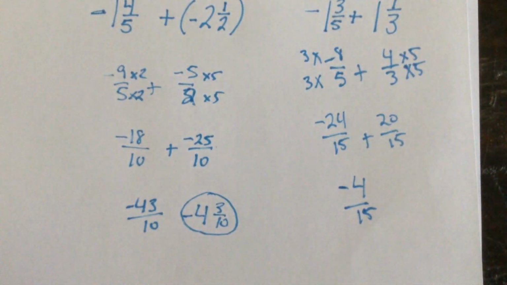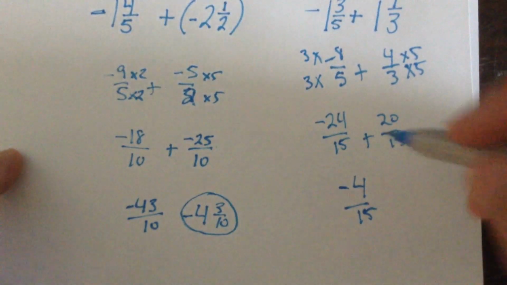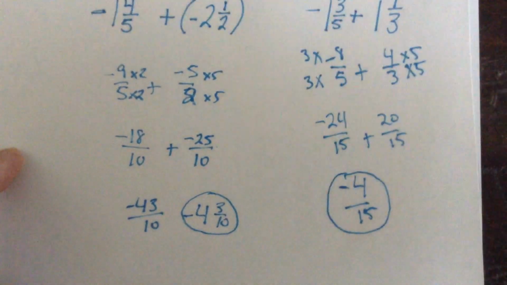Okay? Then I look to see if I can simplify it at all. So I can't take anything out of 4 and 15, so that is my end answer. There we go.